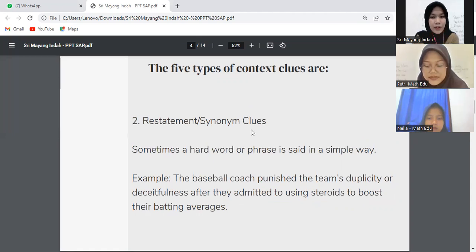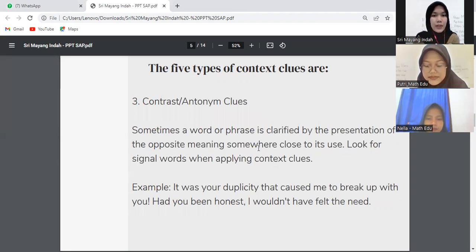Sometimes a hard word or phrase is said in a simple way. For example, the baseball coach punished the team's duplicity, or deceitfulness, after they admitted to using steroids to boost their batting average. The next one is contrast or antonym clues.